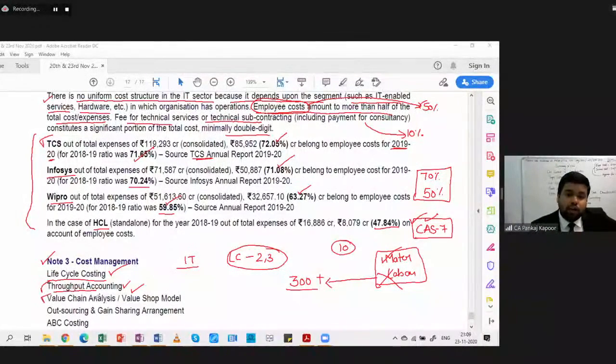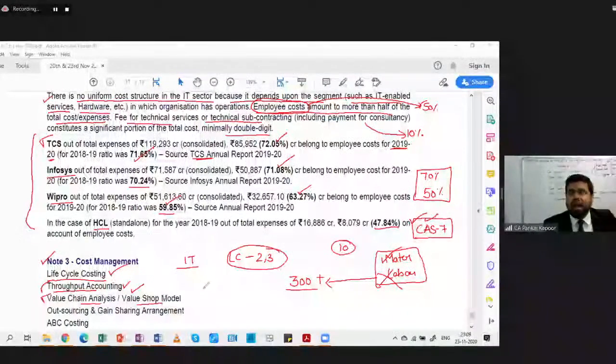Further, value chain analysis and value shop analysis are very essential. In the IT industry, if you are selling hardware, then no doubt the product is standardized. But if you are selling IT-enabled services, the KPO, the BPO, or apart from that some software or ERP packages, then it's highly customized.